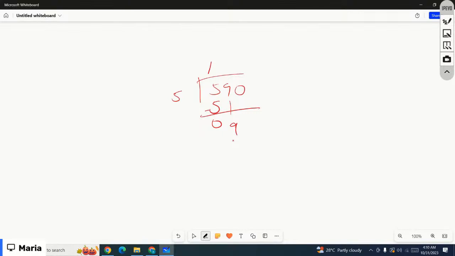Yes, again we can go for 5 times 1 is 5, right? 9 minus 5 is 4. You need to bring 0 down. So you have to count the table of 5 until 40. So 5 times what number is 40? 5 times 8 is 40. And 40 take away 40 is 0. That means the correct option is 118, right?